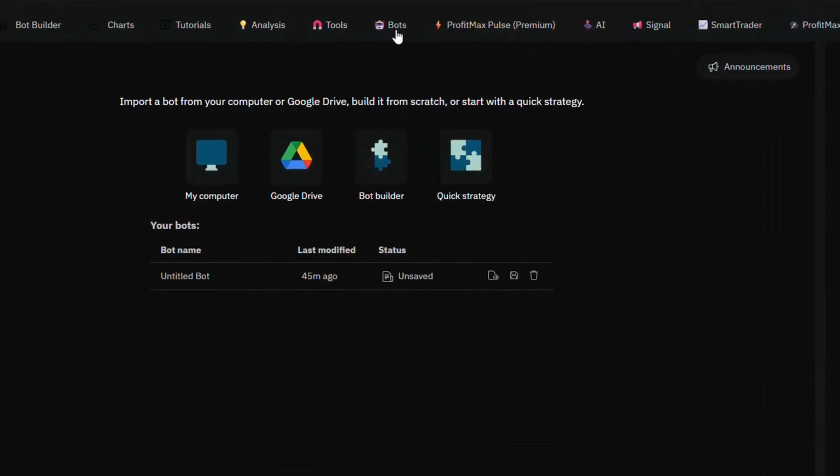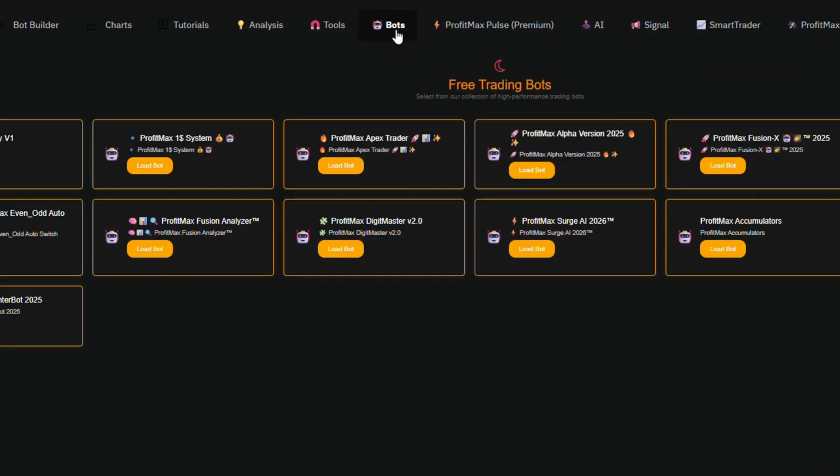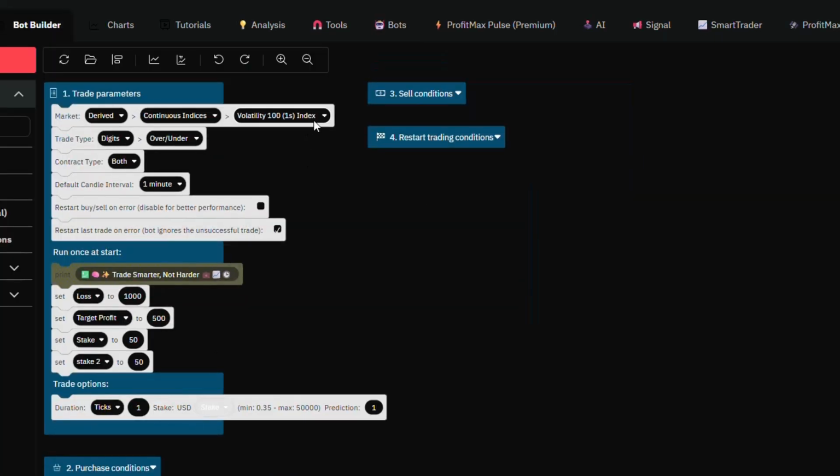Okay. So we're going to try and trade over 3, rise and fall, and even odd. Basically, I'm showing you the logic behind the AI Surge tool and how it can assist you. Today, we are going to use the ProfitMax Alpha version 2025. On this board, the martingale factor has been set at 2.